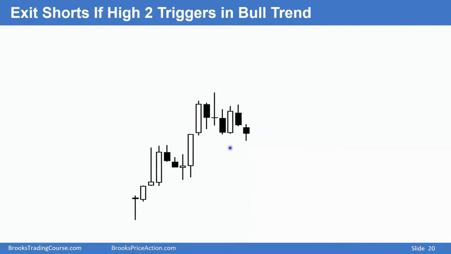You might get a gap here between this low and that high. The bears who sell here are going to be very quick to get out if this starts to resume up. They'll buy back above this high 2 buy, even though it has a bear body. We have a gap, and it's a high 2 buy or a wedge bull flag.